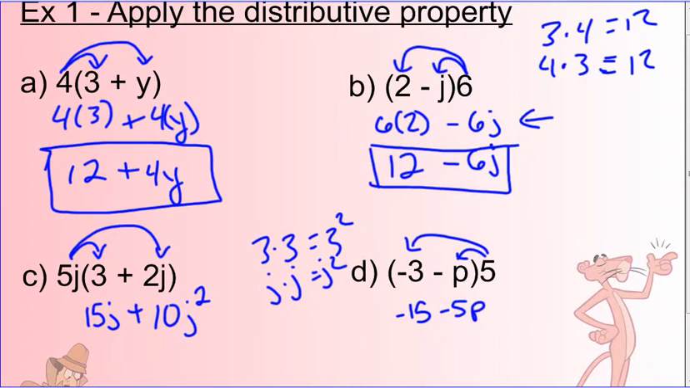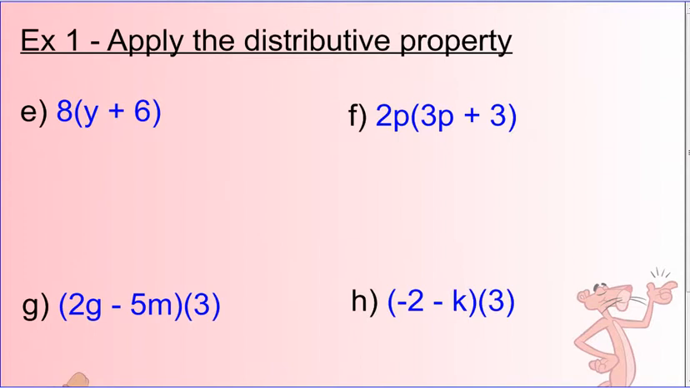Here's 4 I'd like you to try. E, F, G, H. Pause the video right now. Do them on your own. When you're ready to continue, hit play, and we'll go through them together.